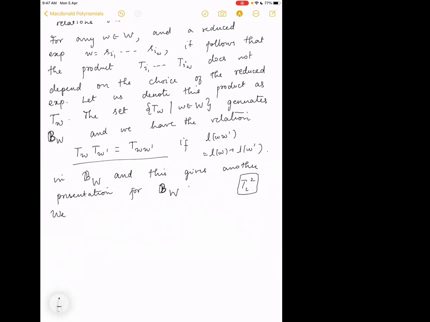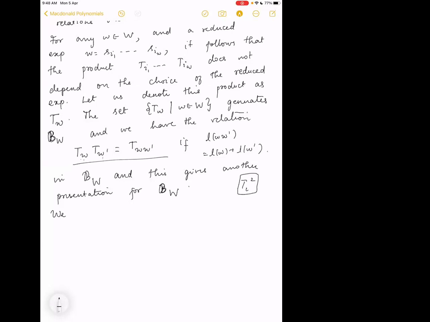Is this relation, T_w T_w' equals T_ww' if length is additive, the defining relation for B_W? Yes, it is a defining relation. This gives another presentation for B_W. Or instead of using T_w and T_w', I could use T_s_i and T_w', and say that if the length of s_i w is greater than the length of w, then this relation still holds, and so on.